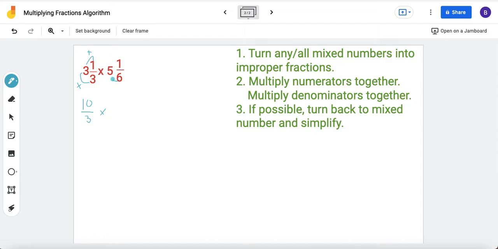And our other one, we are going to do 6 times 5, which is 30. Because we do denominator times the whole number. And then we are going to add in the numerator. And so it is 31 over 6. So now they are both improper. We can move on to our second step and multiply our numerators and denominators together.